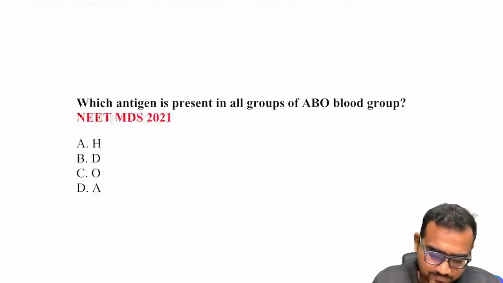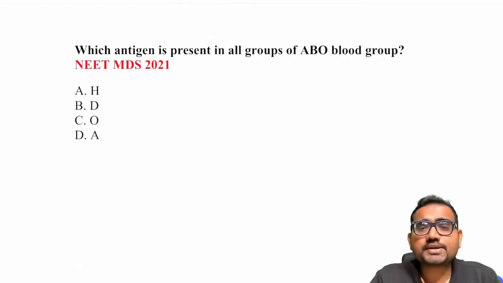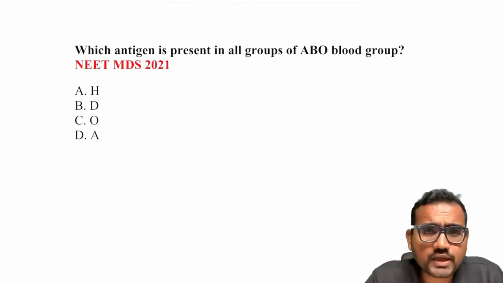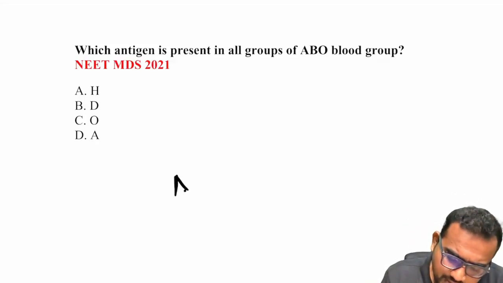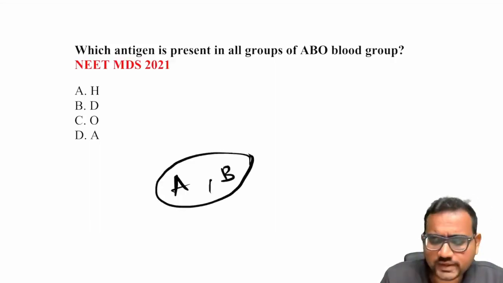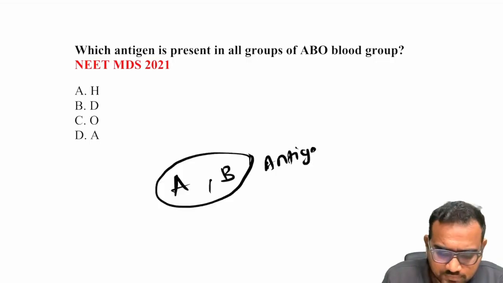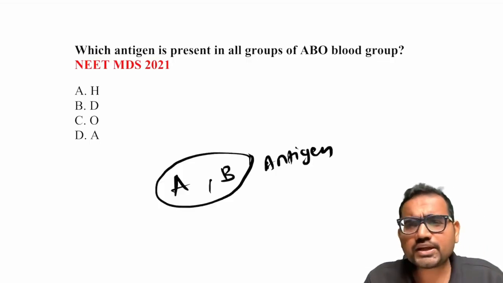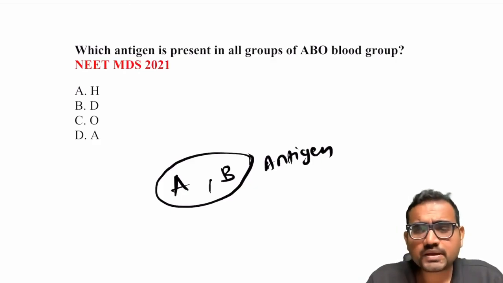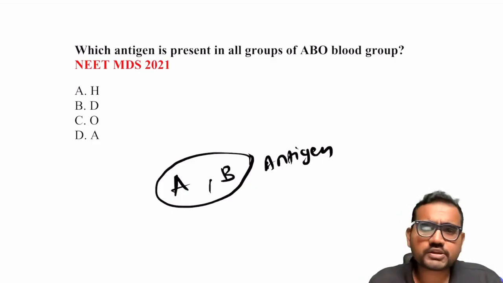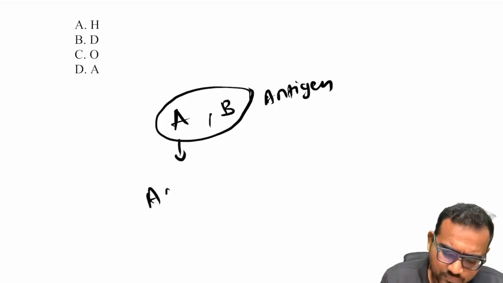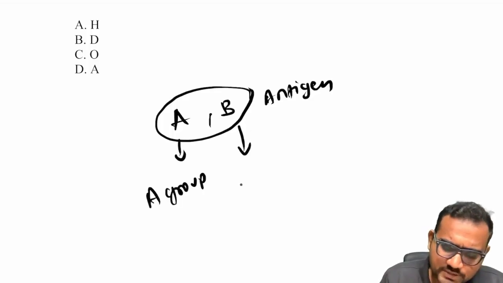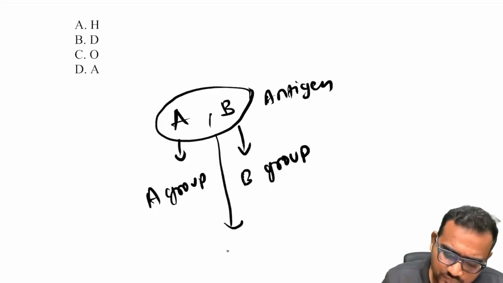Okay, next question. Which antigen is present in all the groups of ABO? It's a very interesting question. See, we have A and B antigens, two very important antigens. Basically, an antigen is a glycoprotein present on the RBCs, and depending upon its presence, we tell the patient what blood group they have. So if A antigen is present, A group. If B antigen is present, B group. If A and B are both present, AB group.